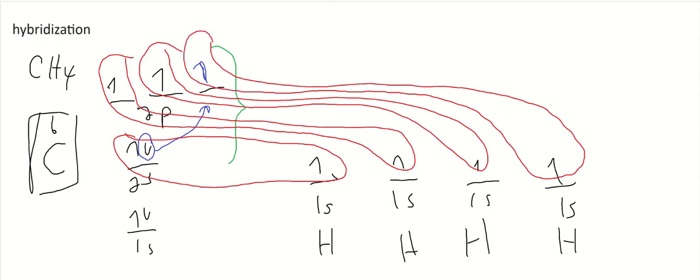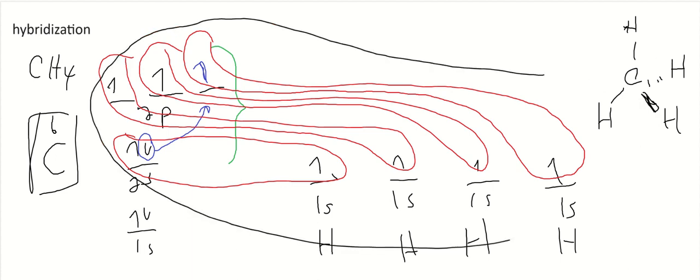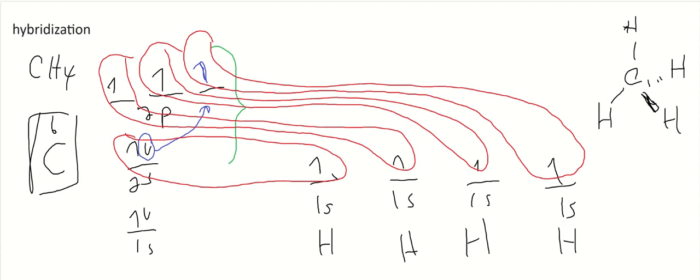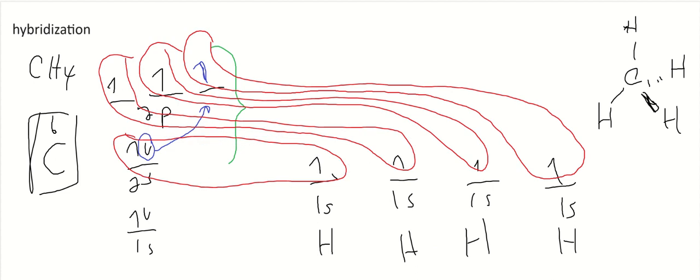That sounds okay. But then the question is, how do you explain methane, which looks like this? We know it has four identical carbon-hydrogen bonds. In other words, each of these bonds is identical, and that's not what we have in this scenario. We have an s-s bond and a p-s bond, so they're not identical. The other question is, how do you explain that these bond angles are 109.5 degrees? Because that's what's observed as well.